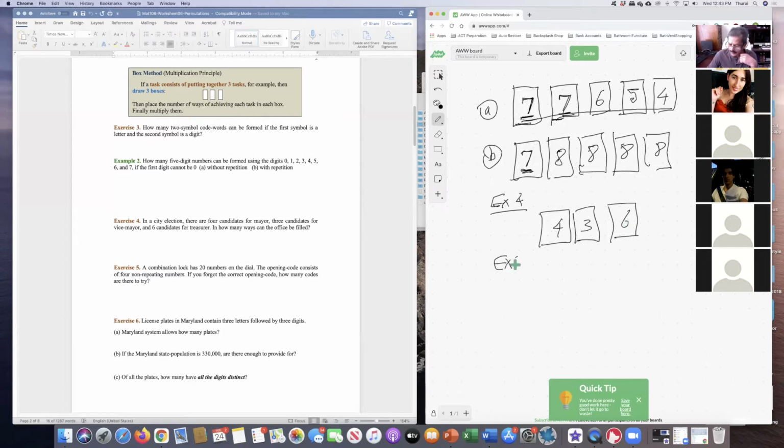Let's go to exercise 5. A combination lock has 20 numbers on the dial. The opening code, the code that opens it, consists of 4 non-repeating numbers. So the code has 4 numbers and no repetition. So if you forgot the correct code, how many codes are there to try? Okay, first you tell me how many boxes to draw. How many boxes?